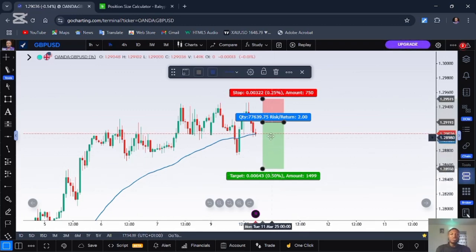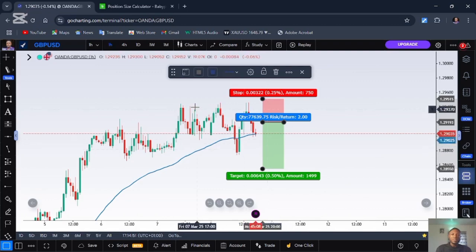This is a very nice trade. This is a 1 to 2 risk to reward. And let's say, for instance, I have $1,000 and I want to calculate how much I am willing to risk in this particular trade. Let me take an example for myself. In every trade I enter, I always risk 1 or 2% of my account.